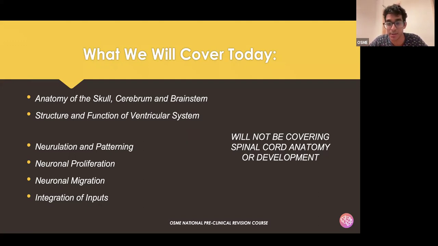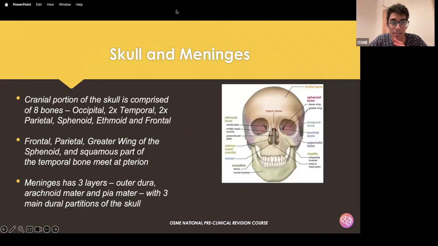I'm not going to really cover much of the spinal cord anatomy or development. A lot of the other lectures look at things like the sensory pathways and the motor pathways, so a lot of that will be covered in those lectures. If no one has any questions, I think we can move on. Okay, there's nothing in the chat.